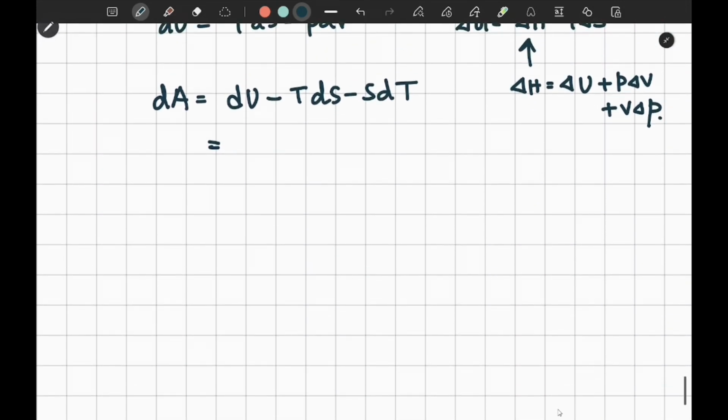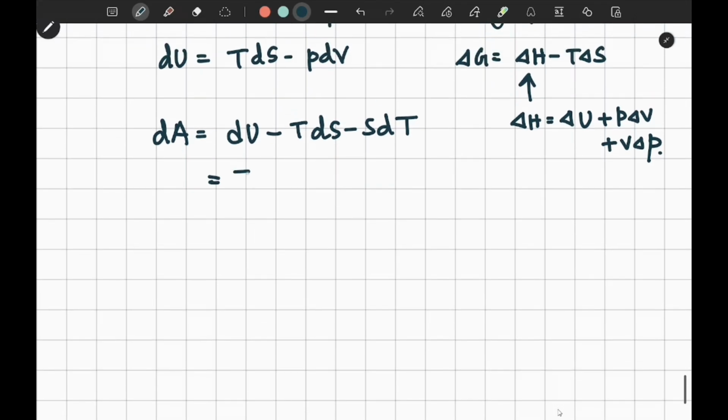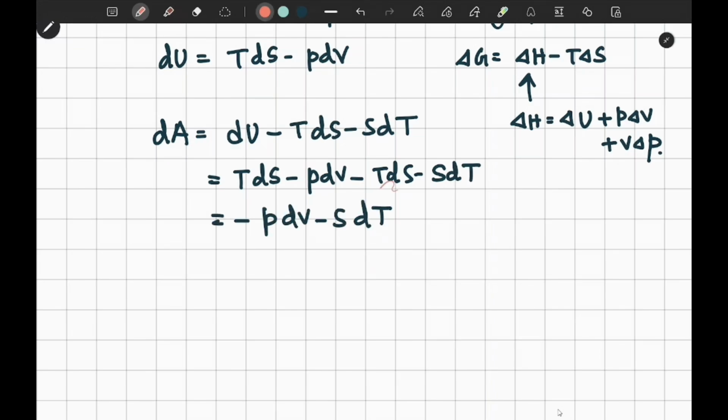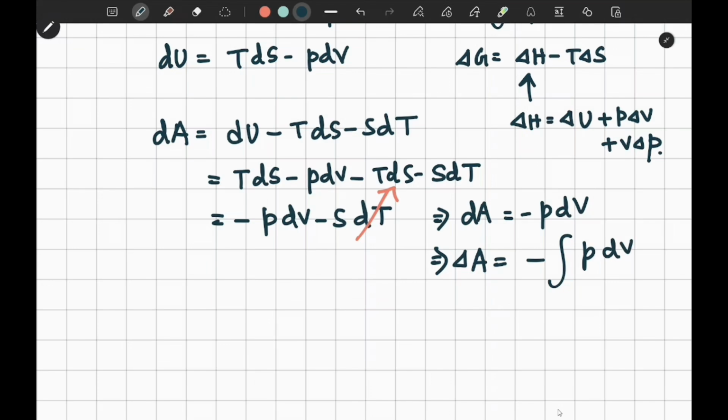Now dU is eventually TdS minus PdV, so dA is TdS minus PdV minus TdS minus SdT. So it is minus PdV minus SdT, and at a constant temperature the SdT term will be 0. So it is essentially minus PdV, so delta A will be minus the integral of PdV. With P as nRT by V, it is nRT ln V1 by V2.